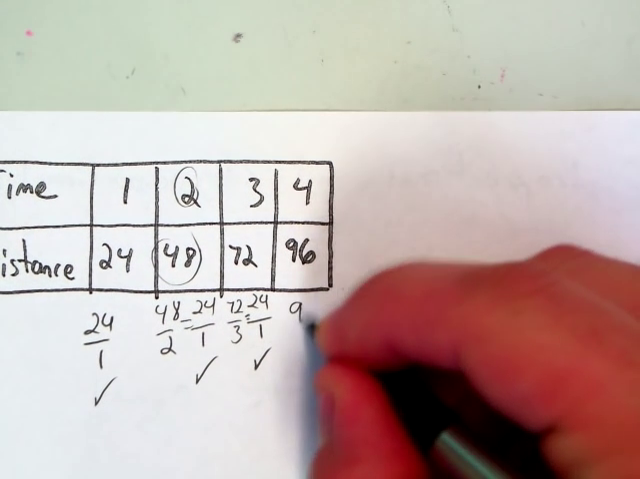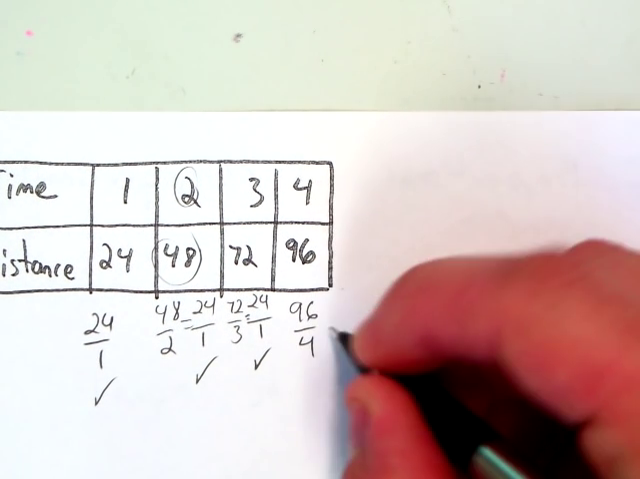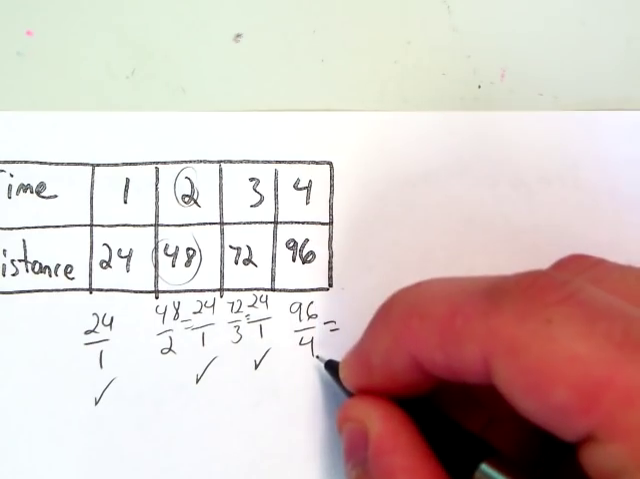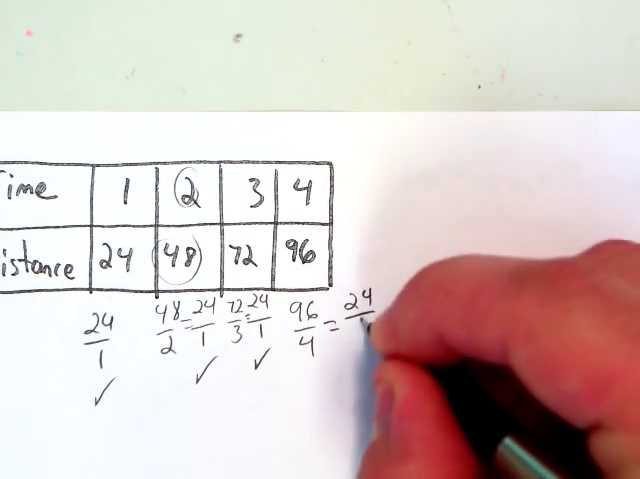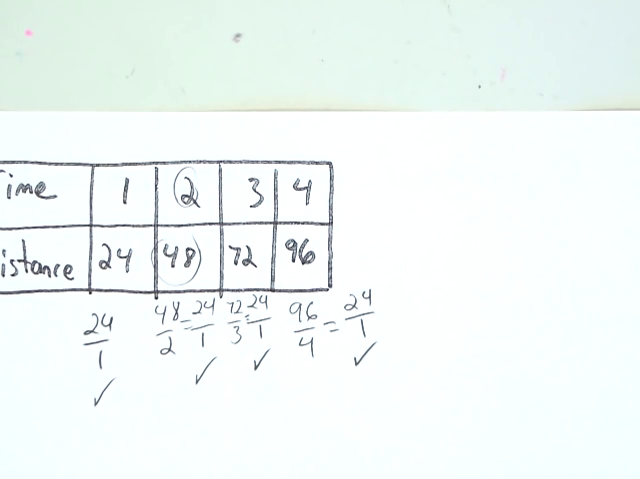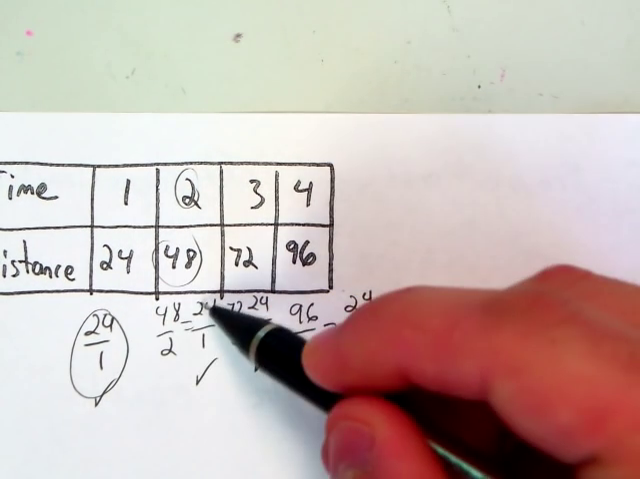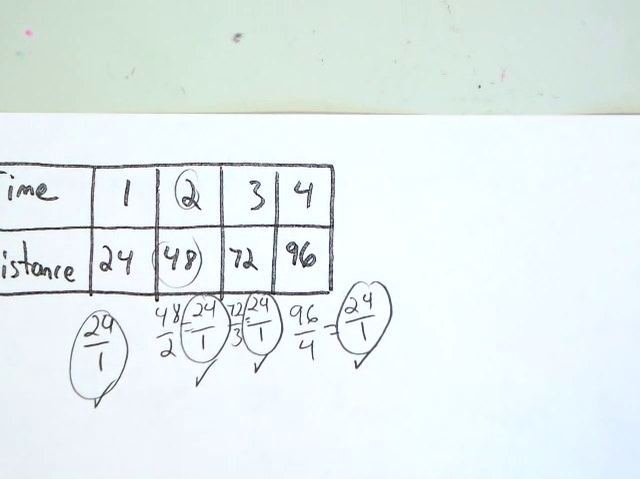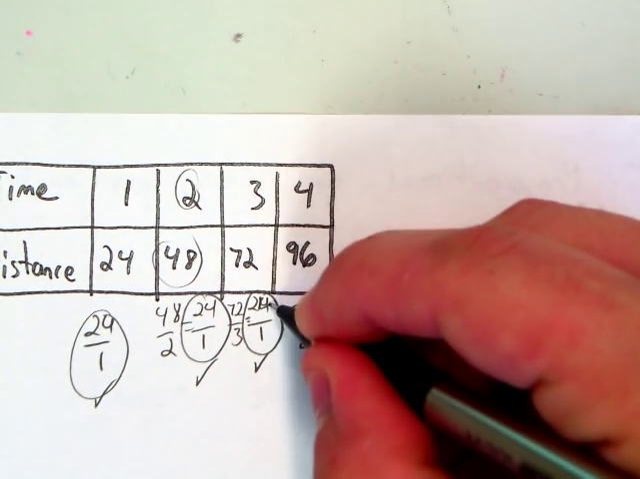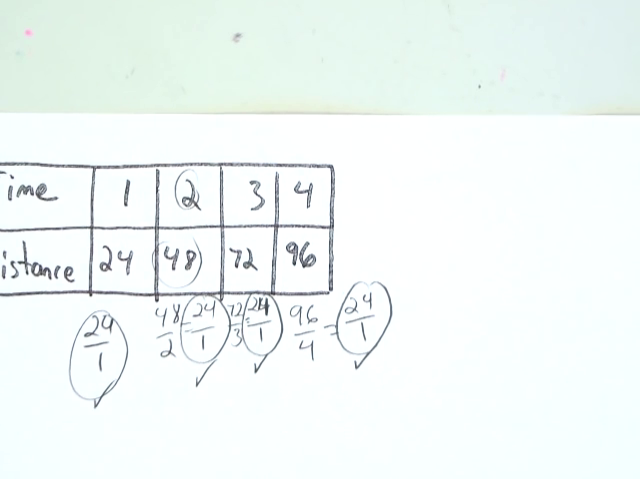This last one is 96 over 4. I have to divide both numerator and denominator by 4. 96 divided by 4 is 24. 4 divided by 4 is 1. All of those unit rates are the same. This, and that. All those unit rates are the same.